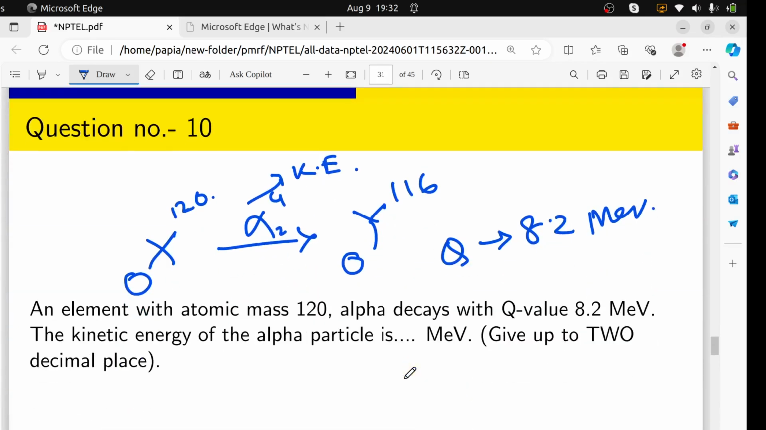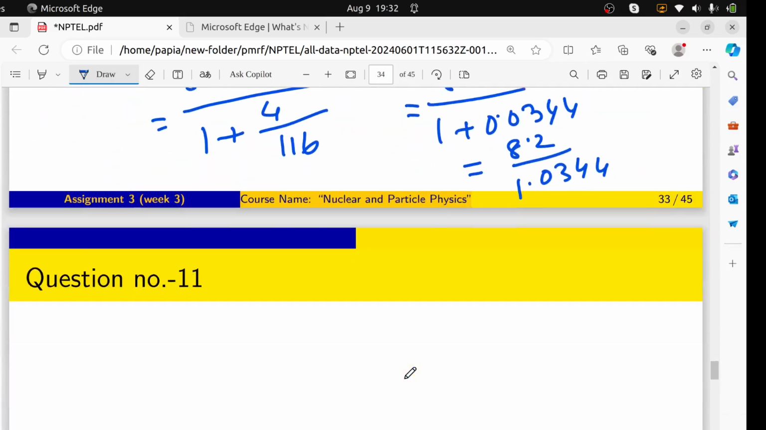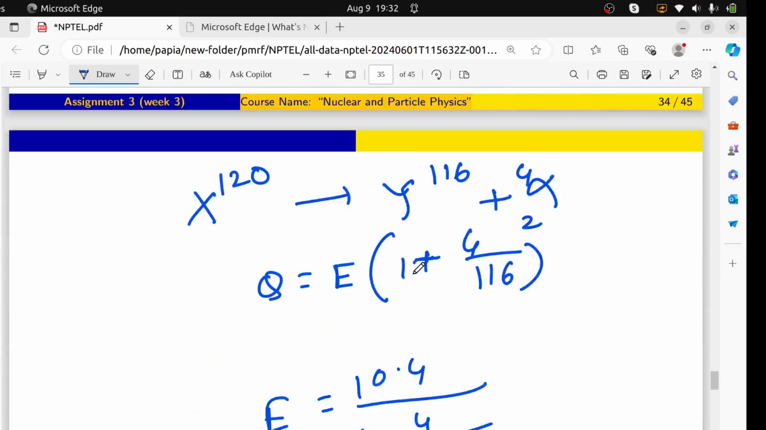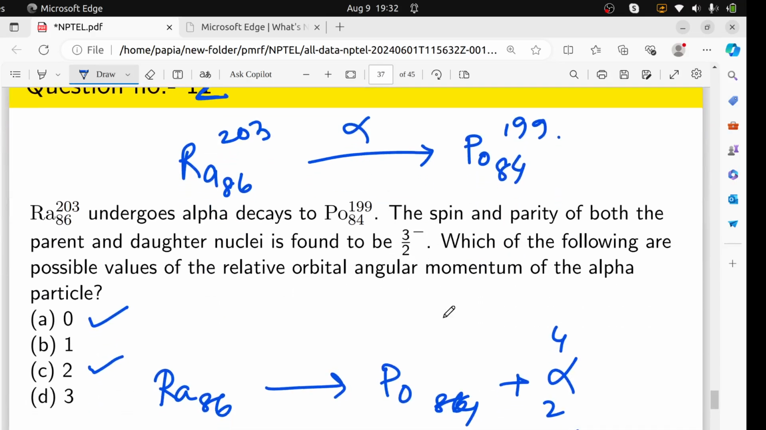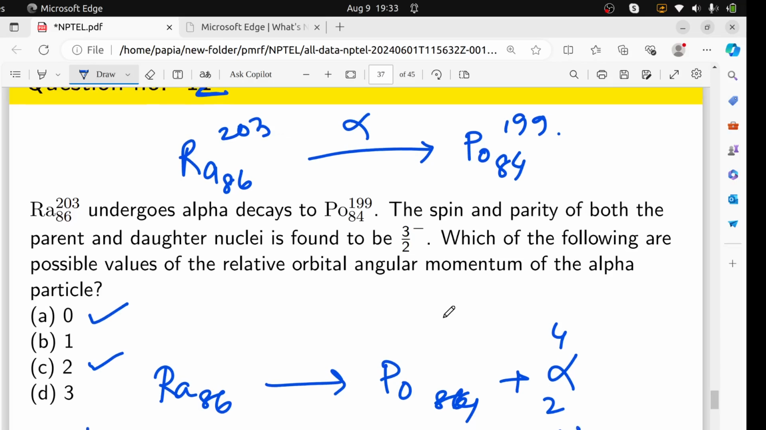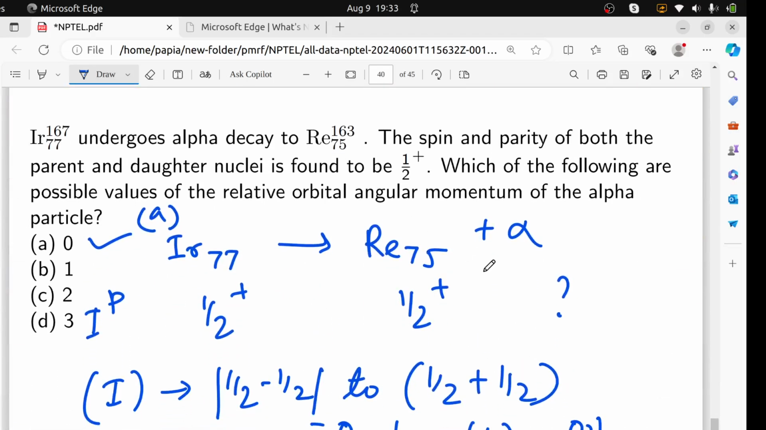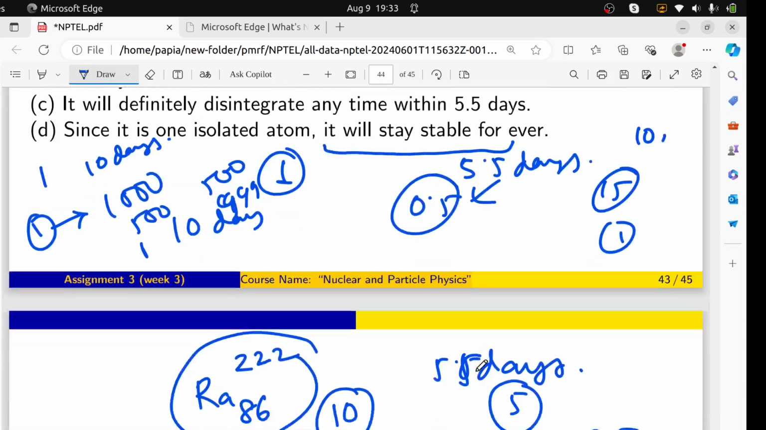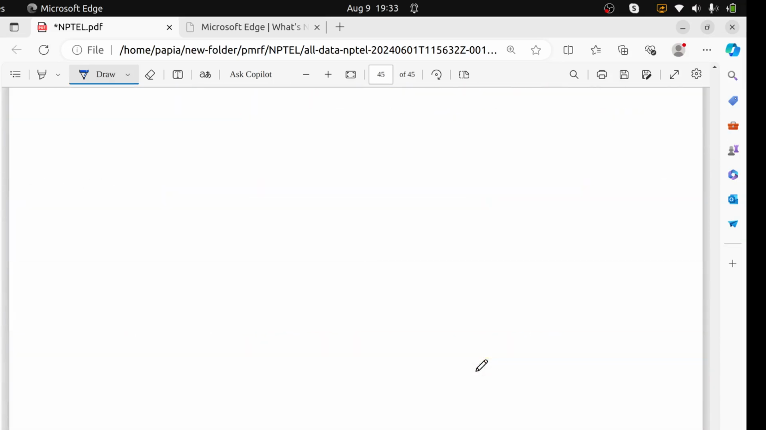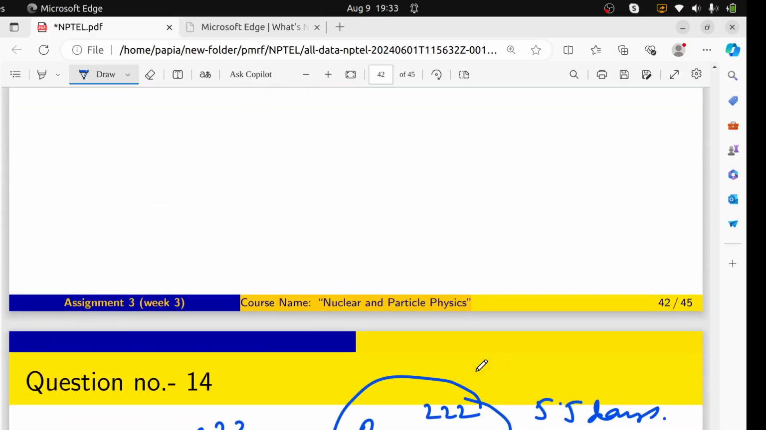Then this is the atomic number. Kinetic energy expression is there. This is also a kinetic energy calculation. This is the spin and parity calculation. So quantum mechanically, what will be the value of spin parity? This is also a similar question. This is the mean life and half-life that we were talking about. So these are the 14 questions.